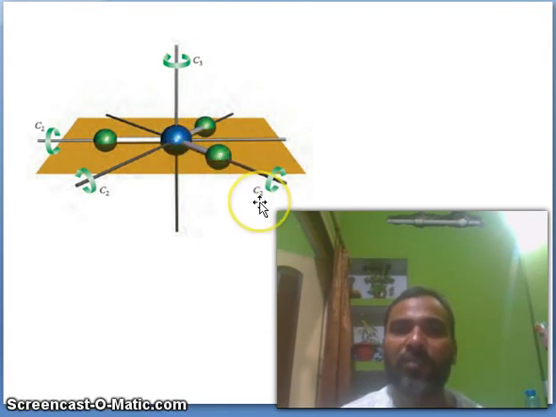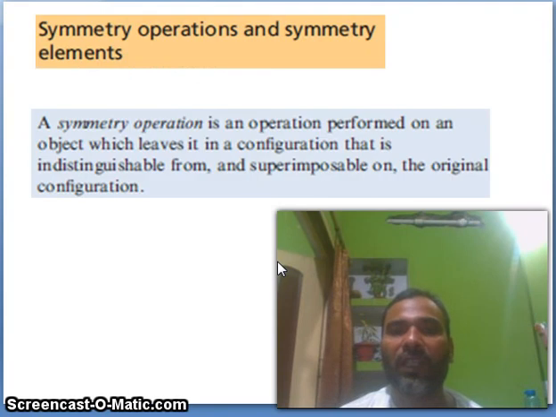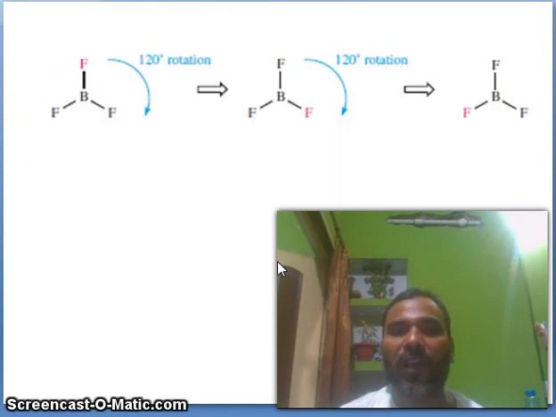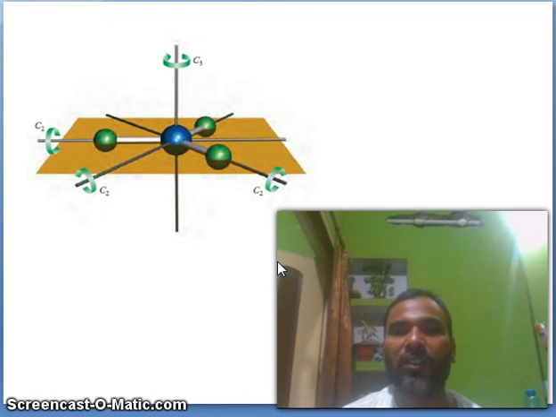So C2 axis means what? 180-degree rotation. C3 means what? 120-degree rotation. So what is the conclusion? How many types of rotation axes are present in your molecule? Two types. One is C2, another is C3. And C1, automatically every molecule has the C1.